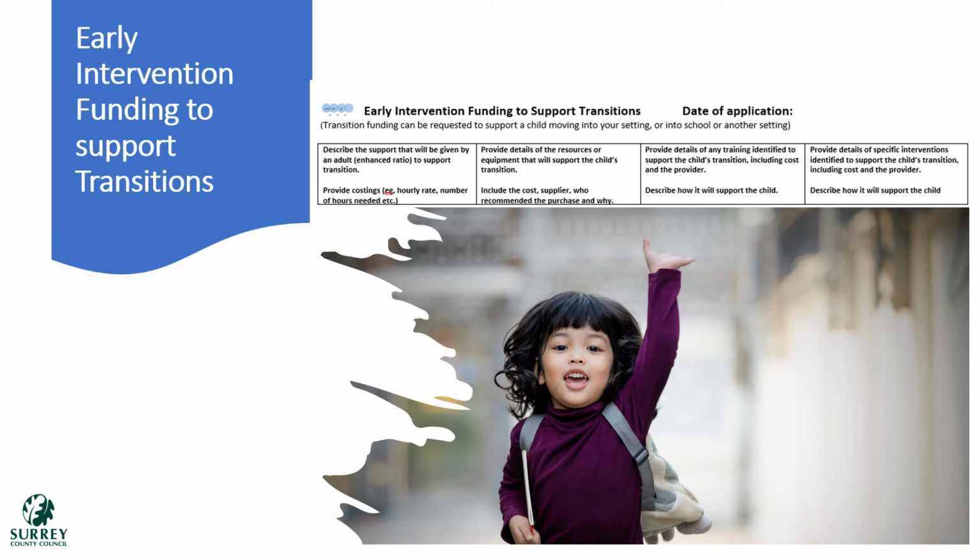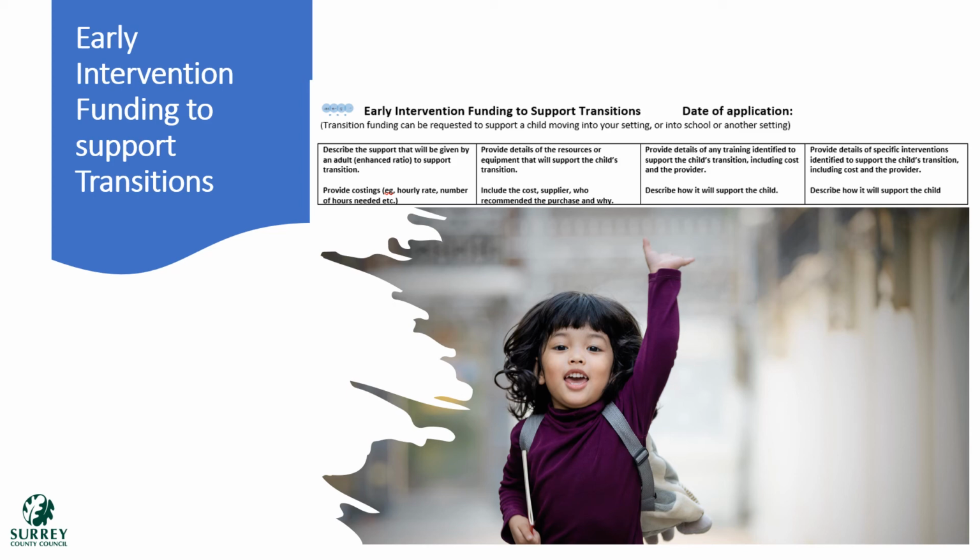A transition refers to the important move a child makes from being at home to starting at an early years setting, from one setting to another, or from an early years setting into school. These transitions can be particularly challenging for children with additional needs. Therefore, funding can be applied for to help the transition go smoothly. It may be for a child who's moving into your setting or for a child leaving you to go elsewhere. Transition funding can only be paid to the setting claiming the funded early education for the child. It can't be paid to a receiving school.